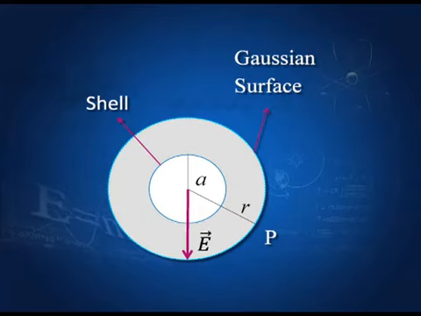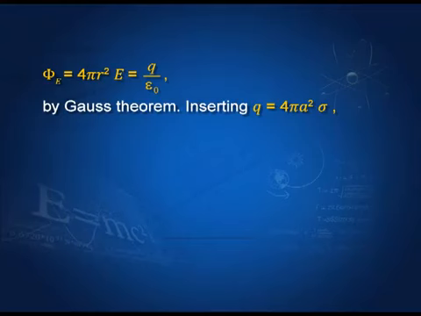This is the shell and this is the Gaussian surface. Since the Gaussian surface is a sphere, the field by symmetry must be radial to it, that is, normal at each point on the surface. Therefore, the flux is 4 pi r squared E, which is equal to q by epsilon 0.